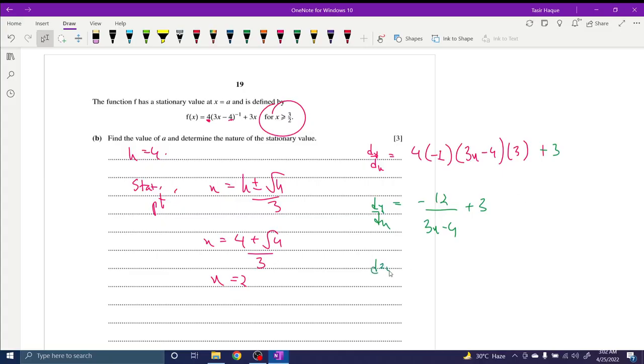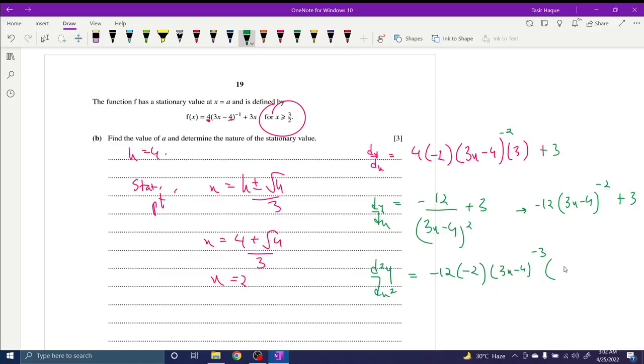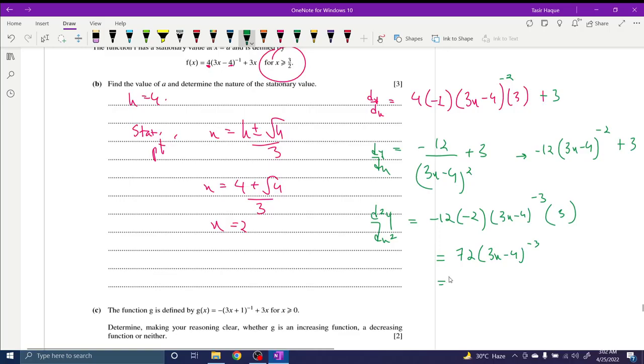Now let's find d square y by dx square. This can be written as minus 12 (3x minus 4) to the power minus 2 plus 3. If we differentiate this further, minus 12 into minus 2, (3x minus 4) to the power minus 3 into 3. So we end up with 12 into 2 into 3, which is 72, plus 72 (3x minus 4) to the power minus 3, or 72 divided by (3x minus 4) whole cube.